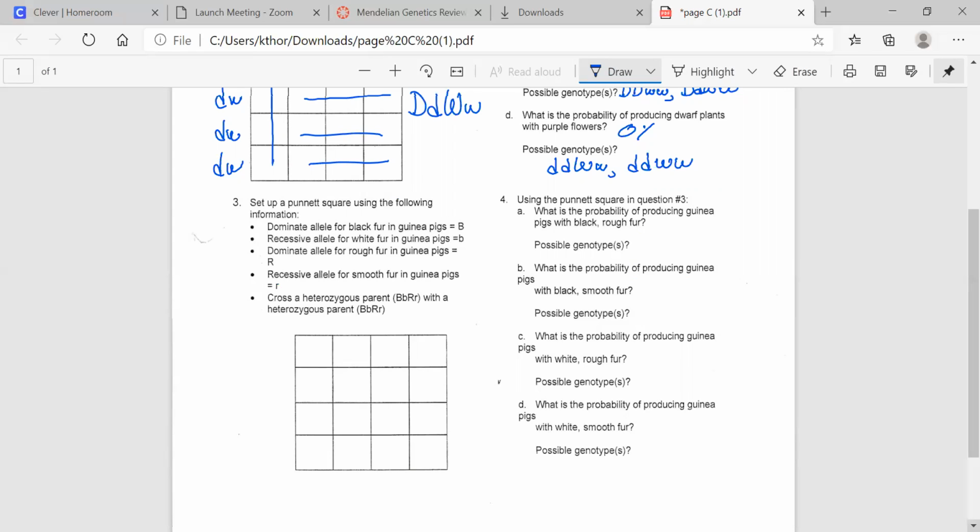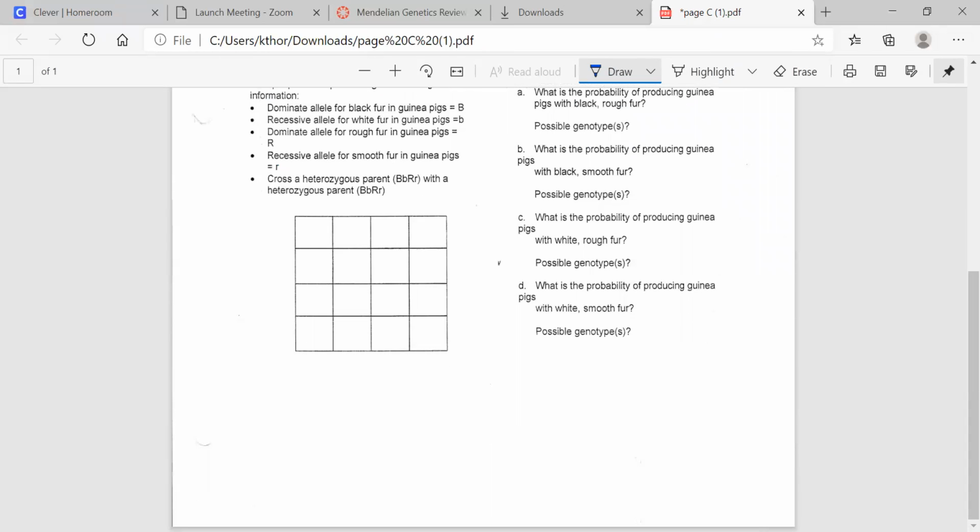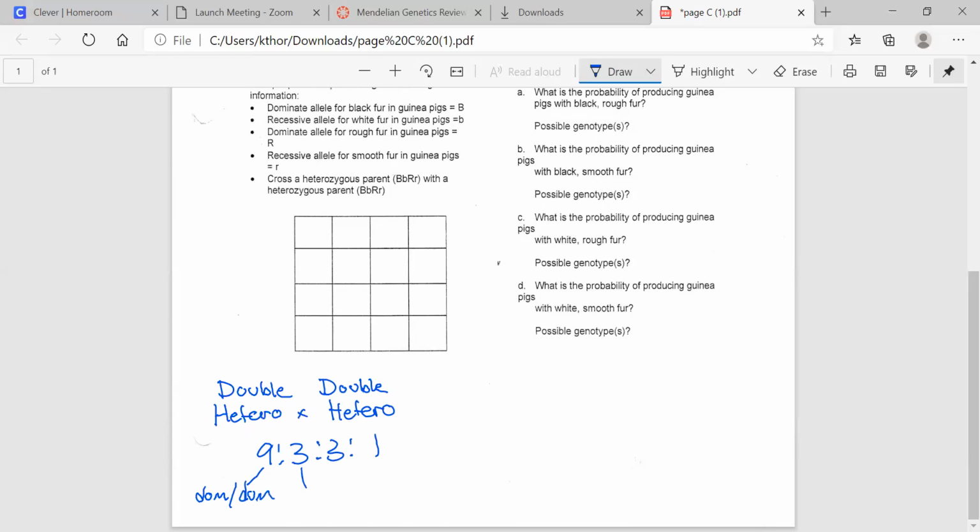Okay, I'm going to give you guys a little piece of advice. If you ever have a double hetero crossed with a double hetero, the ratio is always going to be 9 to 3 to 3 to 1. 9 is dominant, dominant. The 3 is dominant, recessive. This 3 is recessive, dominant. And this 1 is recessive, recessive. So I'll go ahead and do the Punnett Square, but I would also recommend you work smarter, not harder.